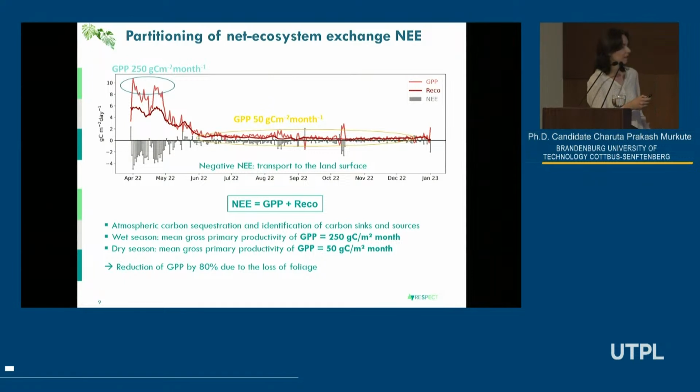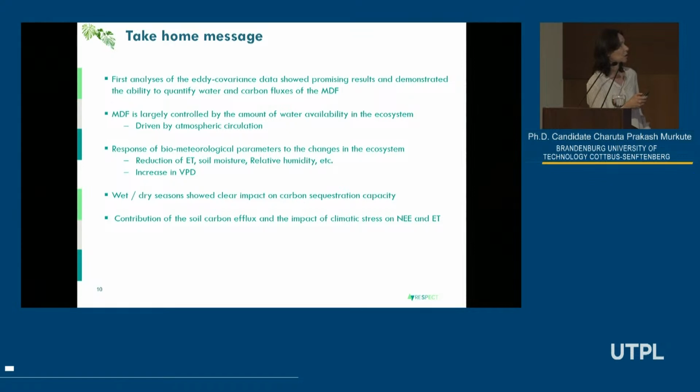And with this I come to the take-home message. Our results so far, or the first analysis so far of the eddy covariance data, showed promising results. And so we can demonstrate the ability to quantify water and carbon fluxes of the mountain dry forest, particularly the seasonal cycle. And so we can state that the mountain dry forest is largely controlled by the amount of water availability in the ecosystem, and that's driven by the atmospheric circulation.